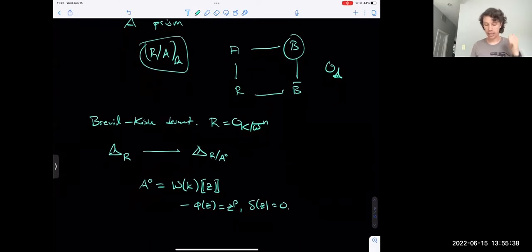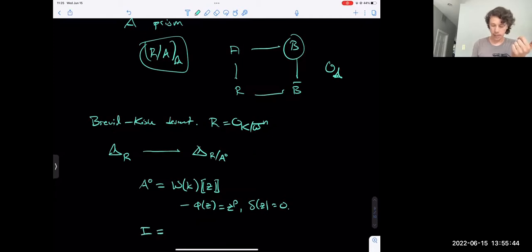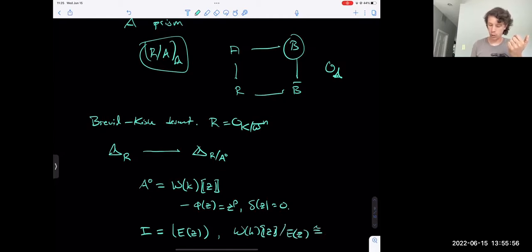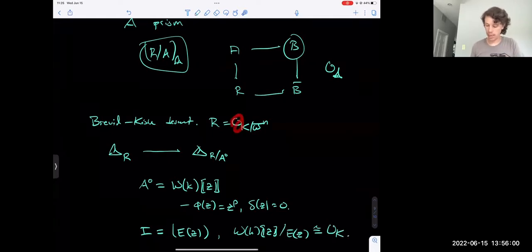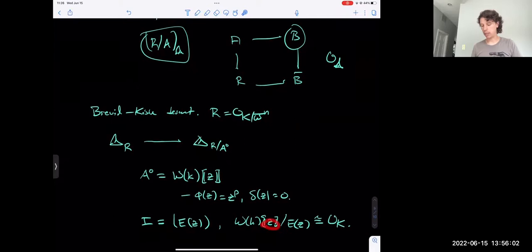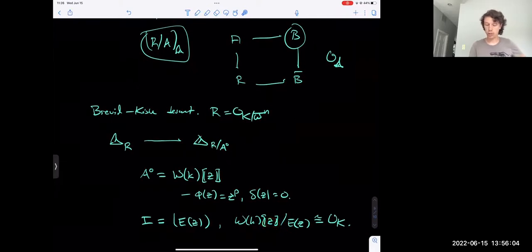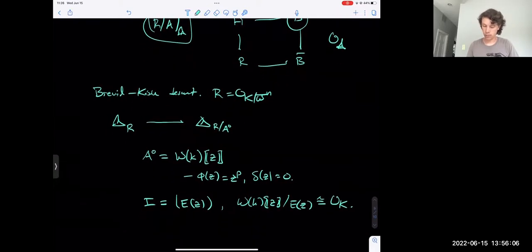And now we need to make it into a prism. And the prism ideal I, in this case, is the ideal generated by an Eisenstein polynomial E(z), where W(k) adjoin z modulo E(z) is isomorphic to O_K. So I present my ring of integers O_K as a quotient by an Eisenstein polynomial. And it turns out that this is distinguished.